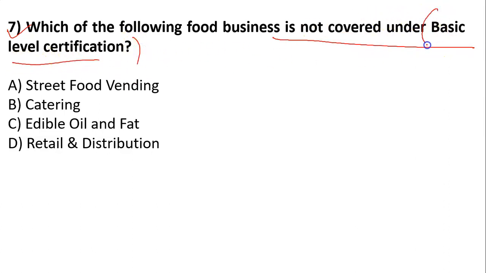I think you all have learned about this basic level certification. Now you have to identify which one of the following is not covered under this basic level certification. Your options are street food vending, catering, edible oil and fats, and retail and distribution.